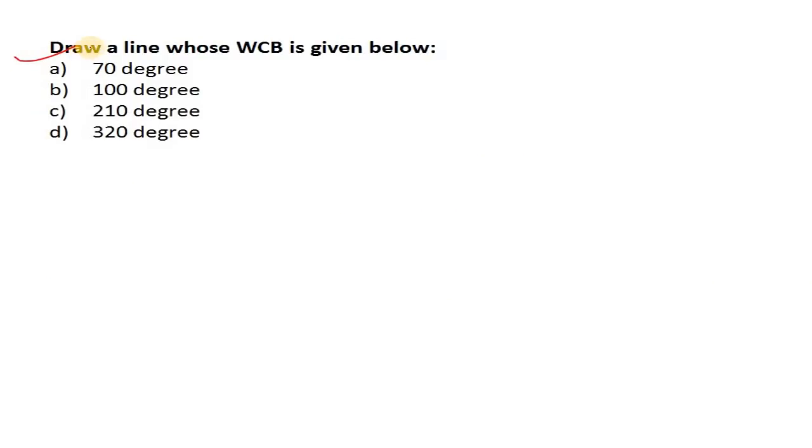Okay, for practice, draw a line whose WCB, whole circle bearing, is given. First, 70 degree, I have to draw this line. Where will this line be? To draw the bearing, first you need to draw the meridian. Where will 70 degree be? You have to start from north. Always remember, in the WCB system you have to start from north in clockwise direction. Then you know this angle is 90 degree from here to here. You have to draw 70 degree, it means this line will lie in this quadrant. So draw a line, make this angle 70 degree. This is the 70 degree.